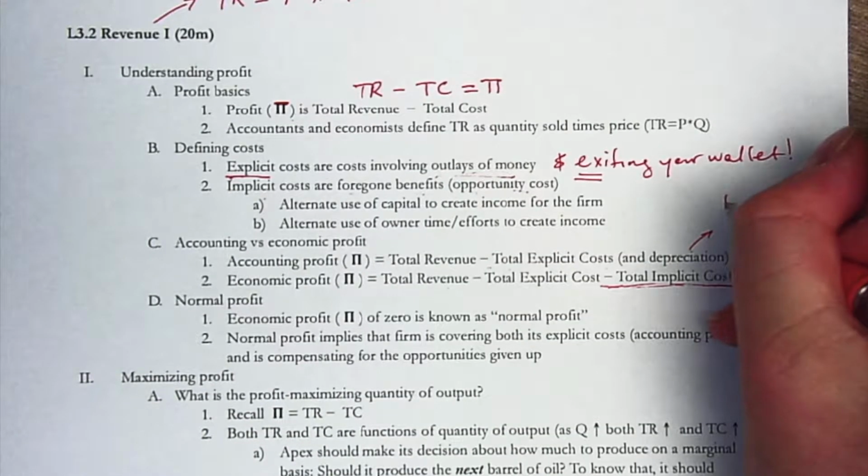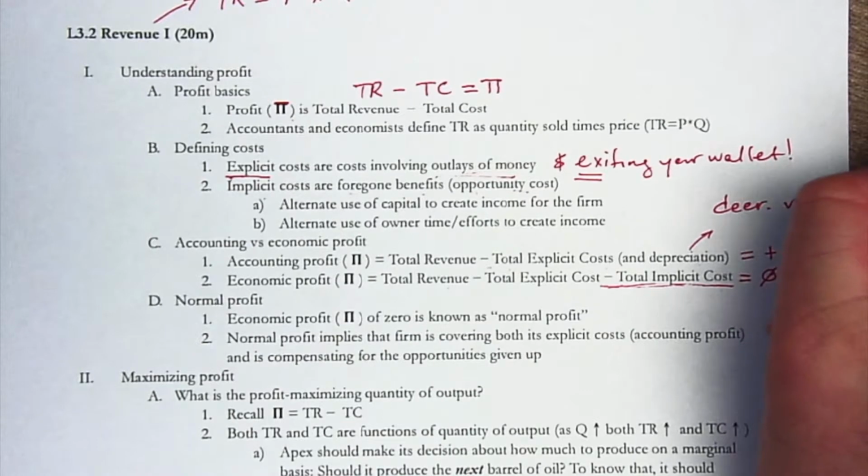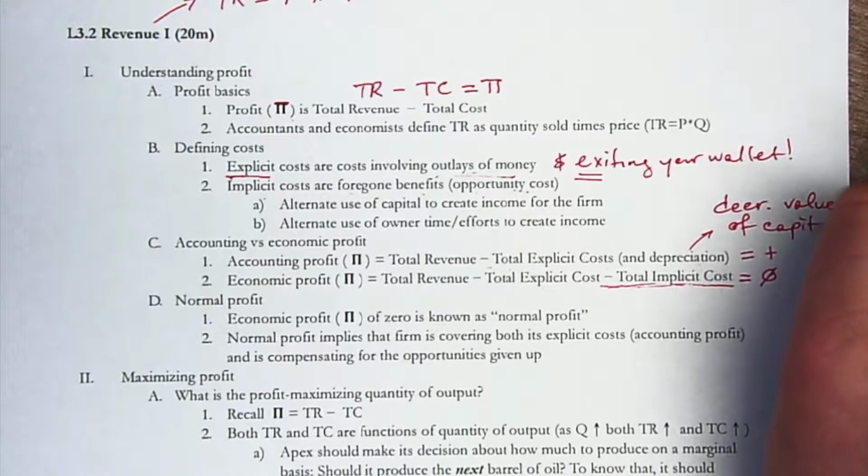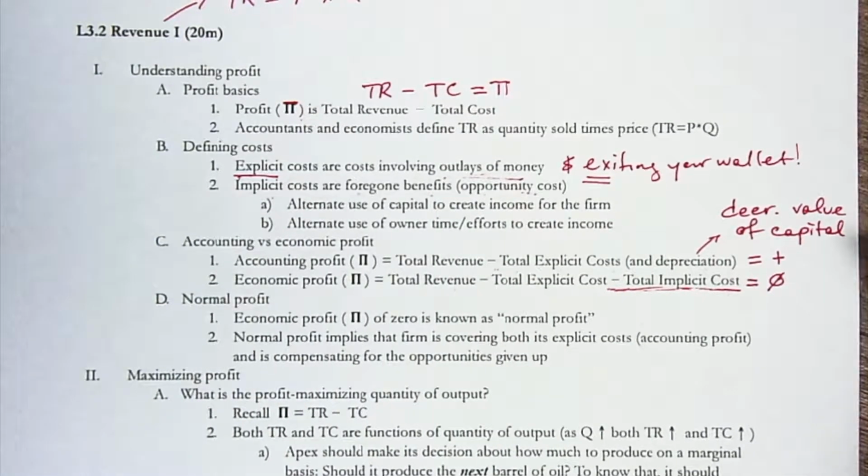It's the decreasing value of capital. And the idea is that every year that you have a capital expenditure, or rather a capital good, like a factory, that it deteriorates just a little bit, right?